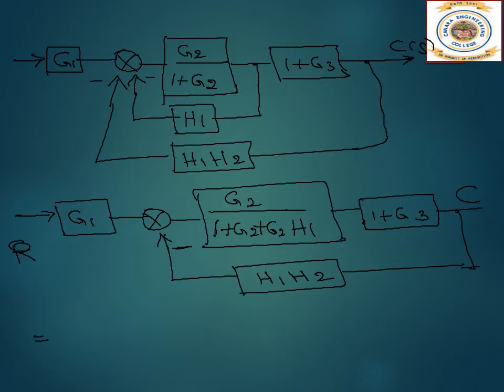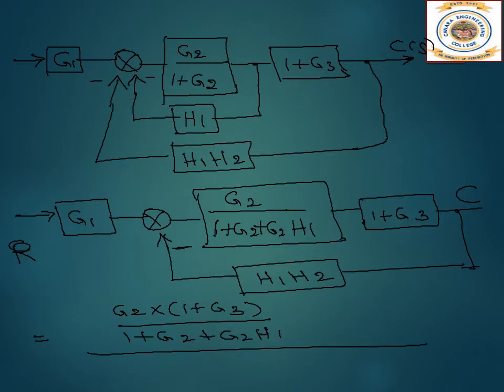So here then that will be in series with this. First let me simplify this inner feedback, then I can multiply with the G1. So here we get G of s will be G2 into 1 plus G3, whole divided by 1 plus G2 plus G2 H. I forgot, so this is 1 plus G of s H of s.